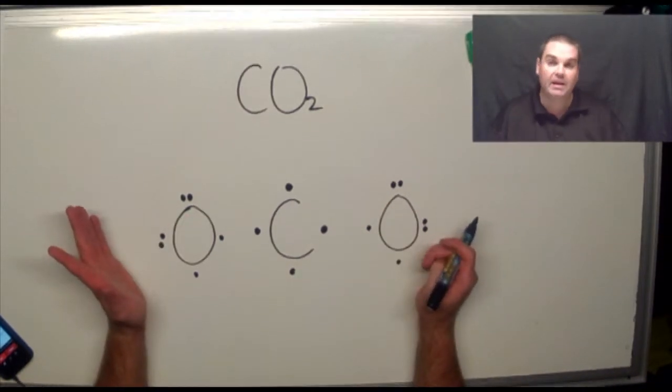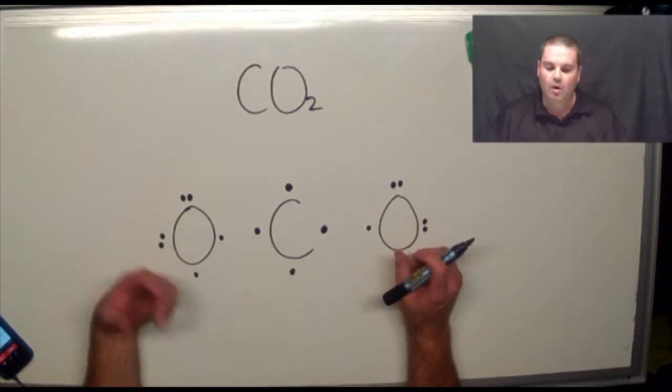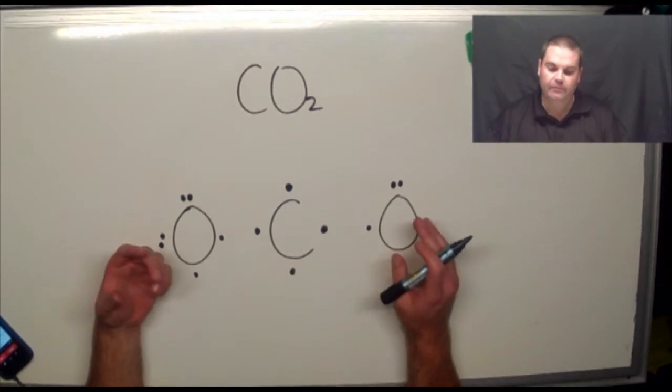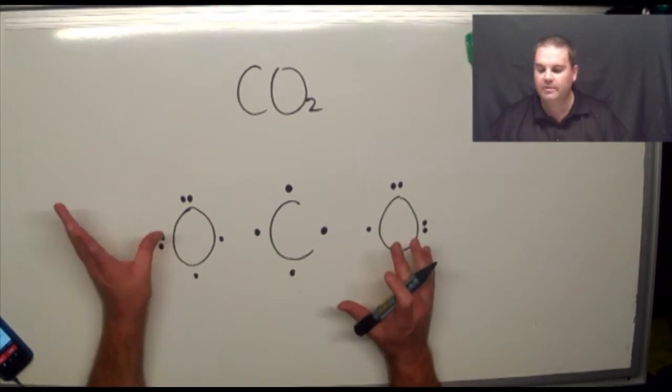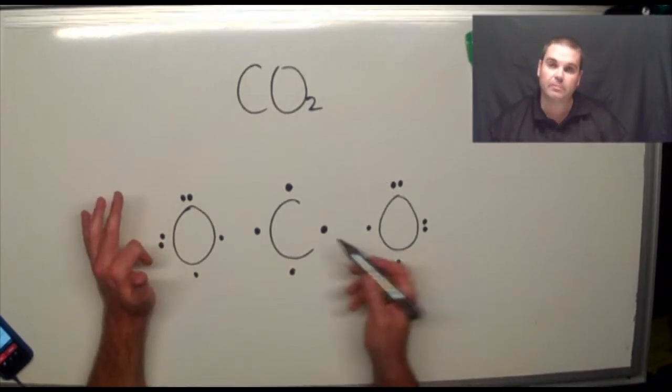What we now do is join up the valence electrons. Now remember, every atom wants to get a full outer shell. Carbon and oxygen are both in period 2, so the most they can have in their outer shell is 8 electrons. So we start bonding up, okay?